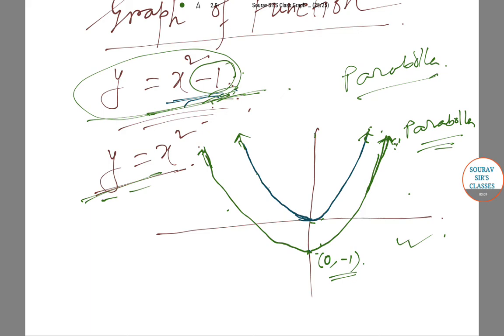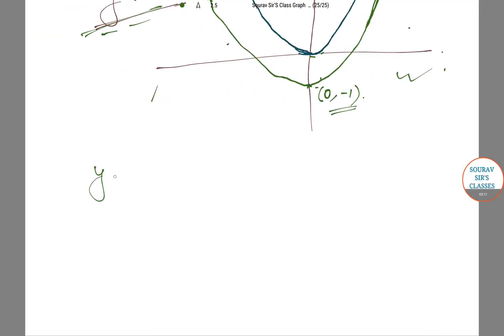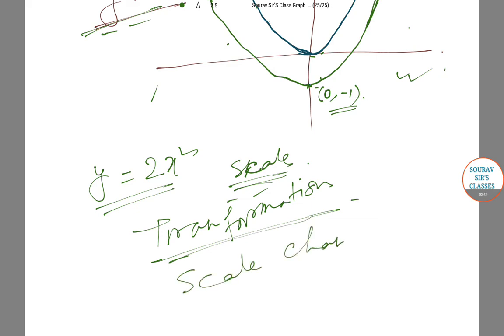Now we will draw the graph of y equal to 2x squared. It is a scale change. The two types of transformation of graph I am discussing here are: one is scale change and the other is origin shift.